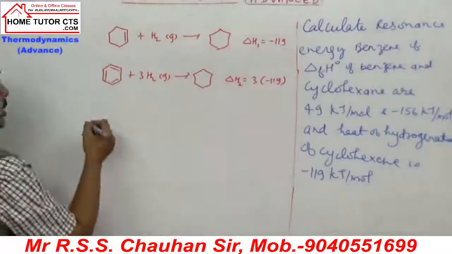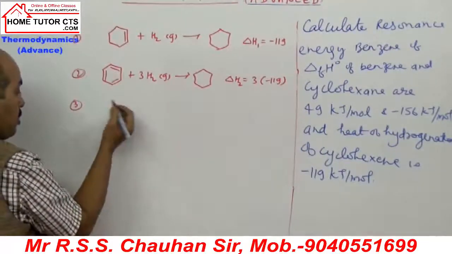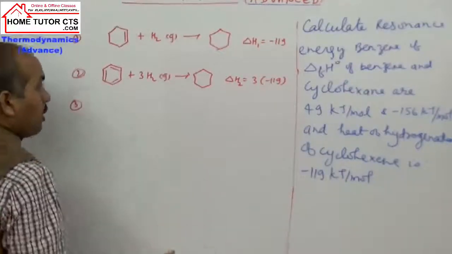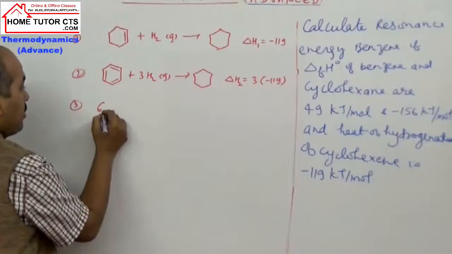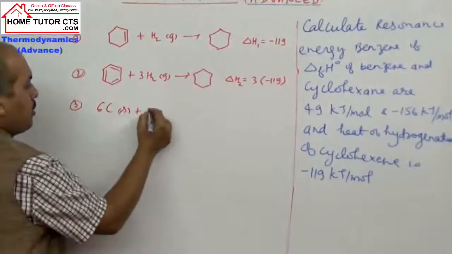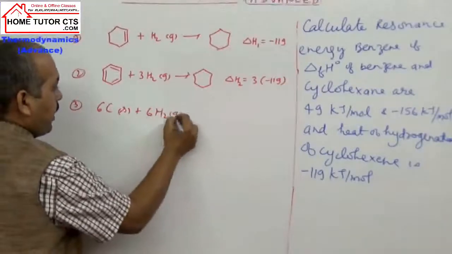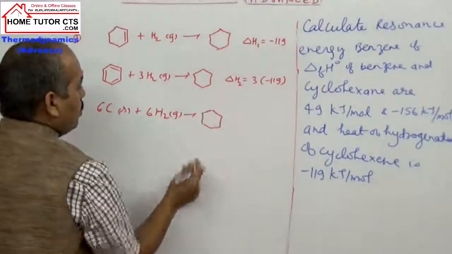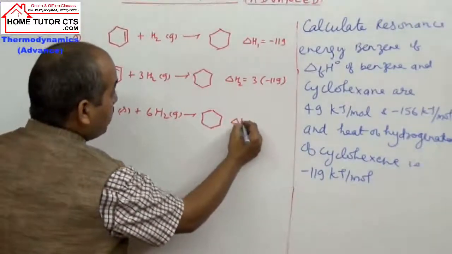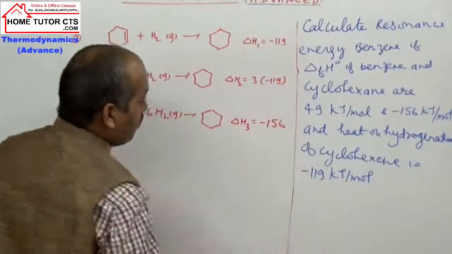Now if delta heat of formation is taken as equation 1 and equation number 2, we can add one more equation for the formation of cyclohexane. How to form cyclohexane? 6 carbon solid, graphite if nothing else is available, plus 6 hydrogen gas can form cyclohexane. For this formation reaction of cyclohexane, how much energy is involved? Delta H3 is minus 156 kilojoule per mole.